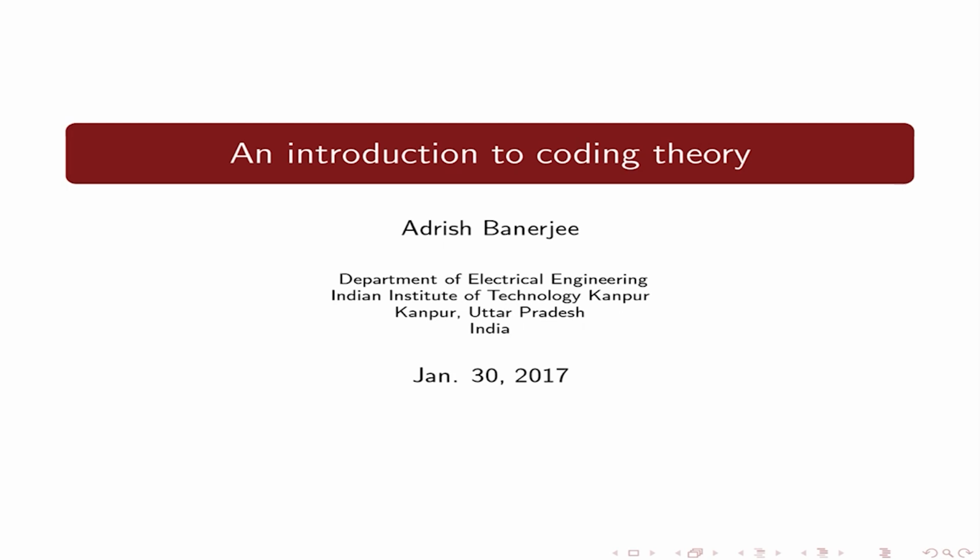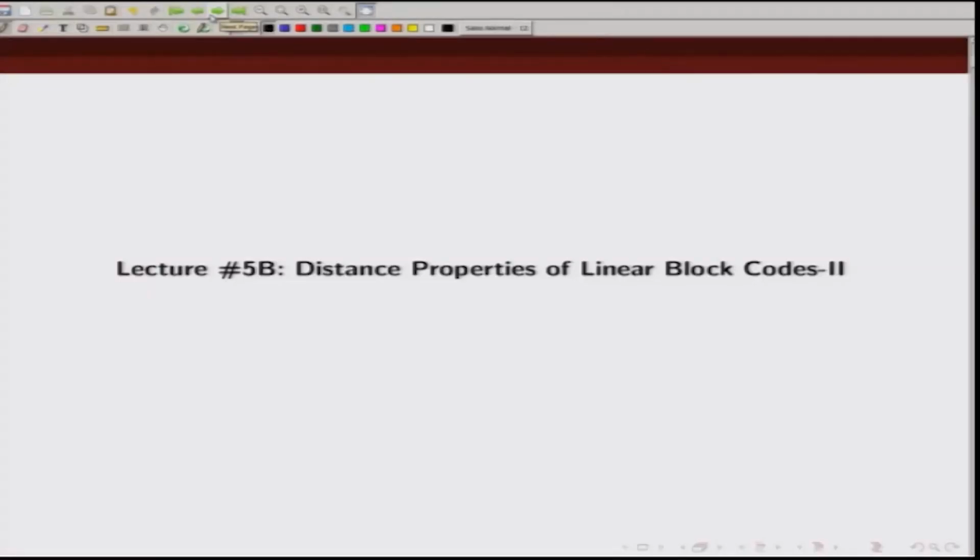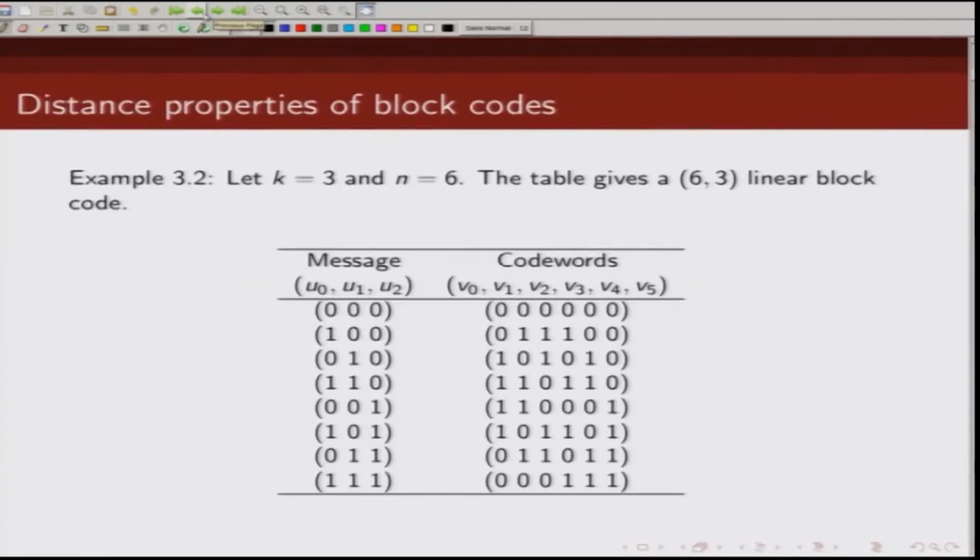In this lecture we are going to talk about what we mean by the weight distribution of a linear block code, and then we are going to talk about how the error correcting capability and error detecting capability of a linear block code depend on the minimum distance of a code. So, we will continue our discussion on distance properties that we started last time.